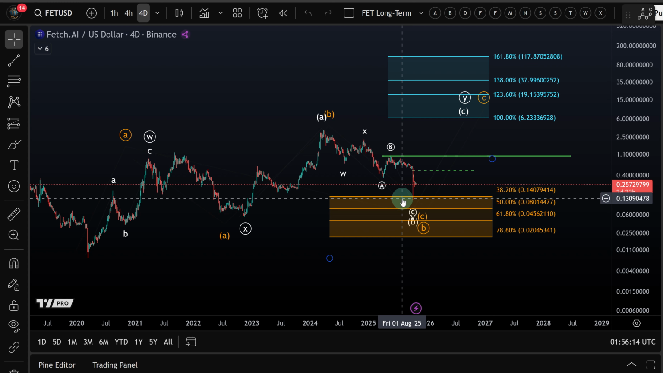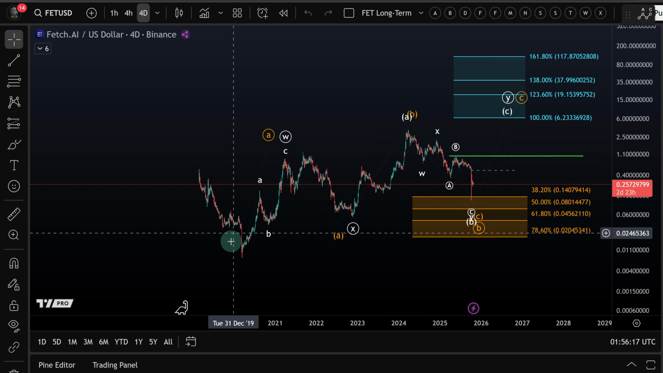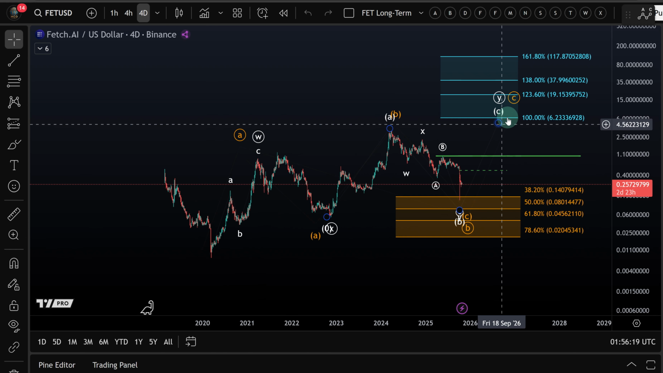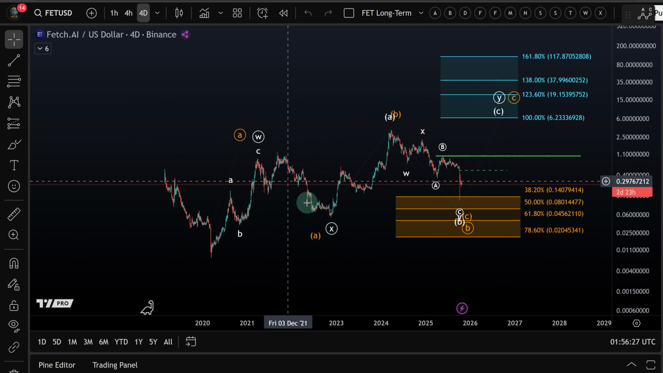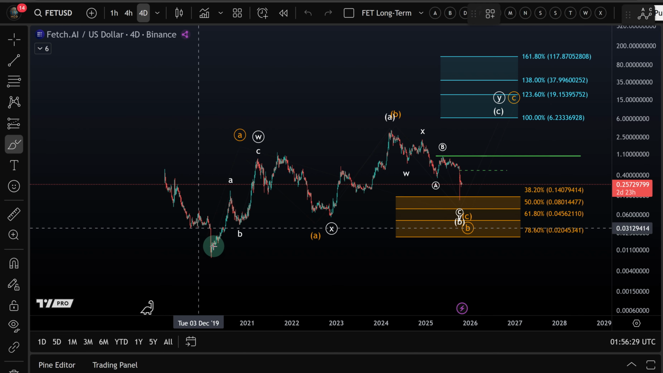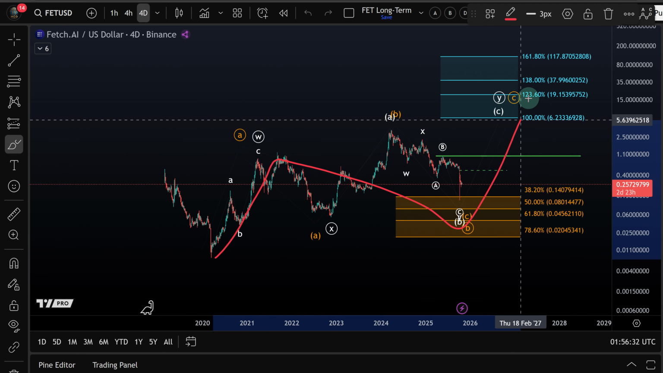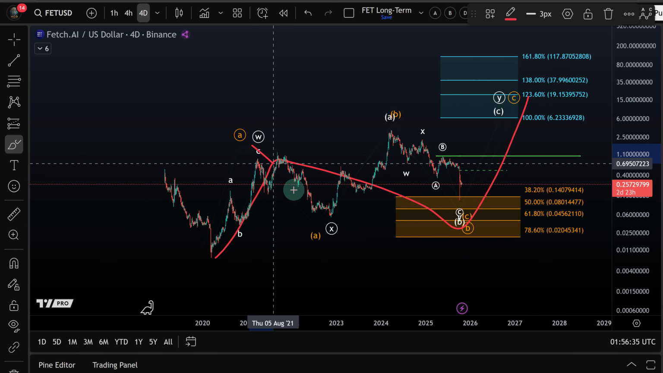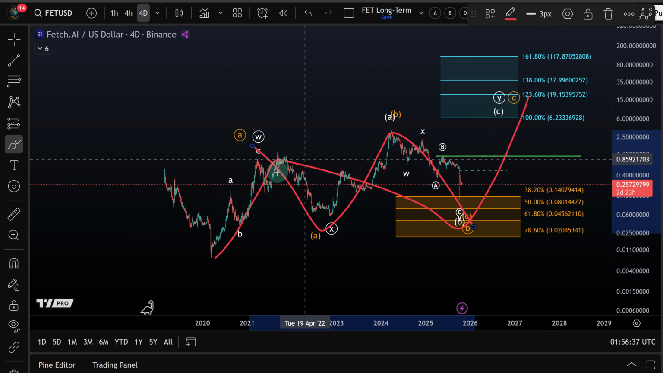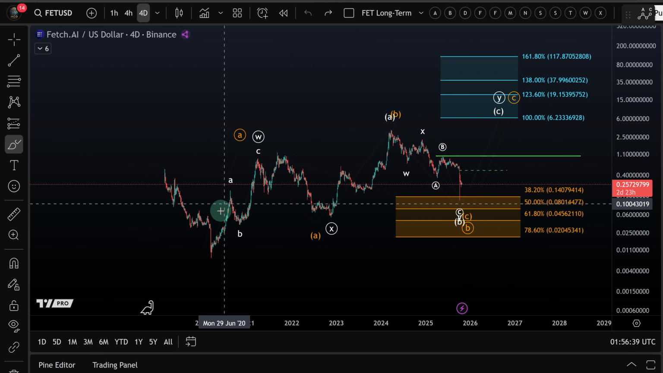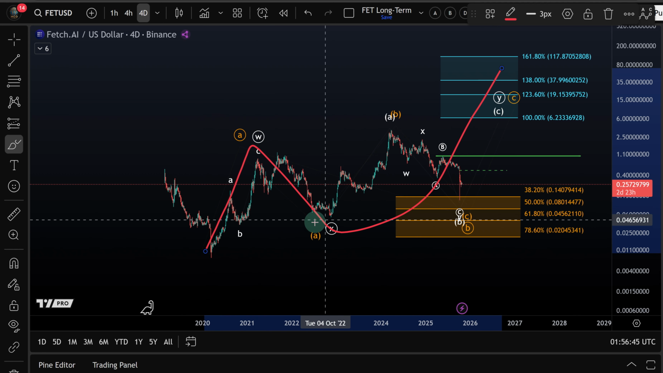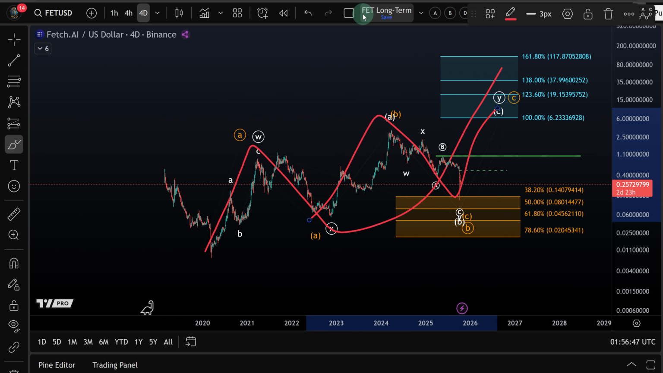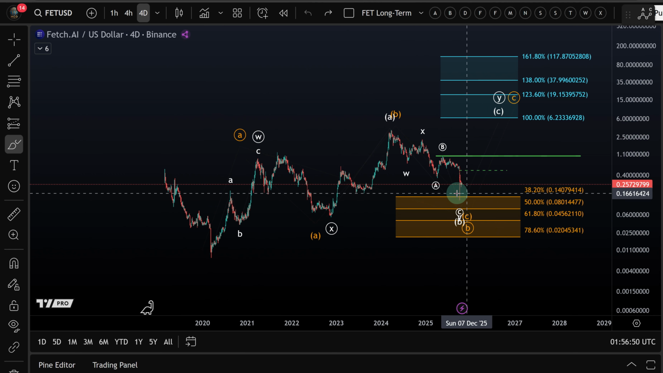Especially for new viewers. The idea is currently that we are moving up in this corrective structure. This is a low confidence pattern. Yeah, it's definitely not high confidence. It's a corrective structure, which could be either an A, B, C structure, and we're currently in a B wave, which in itself is an A, B, C. Or we are moving in a WXY structure, so a complex corrective structure, and the Y wave is A, B, C.